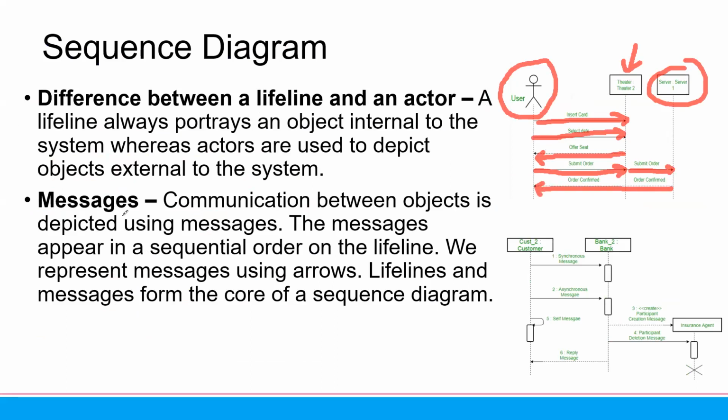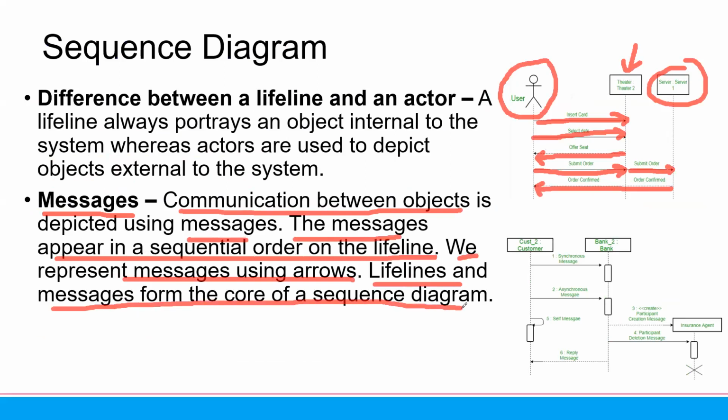There can be messages. Messages means the communication between objects. We can show it with the messages. So the messages appear in sequential order on the lifeline. We represent messages using arrows. So the lifelines and the messages form the core of the sequence diagram. So we will see this kind of messages in this lifeline. So this is the lifeline of the customer, and then this is the lifeline of the bank.